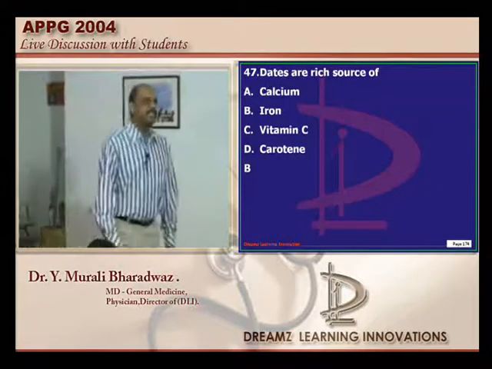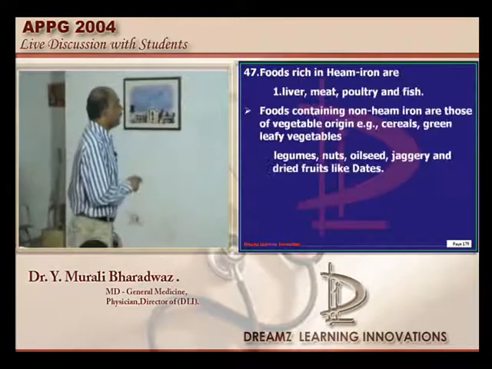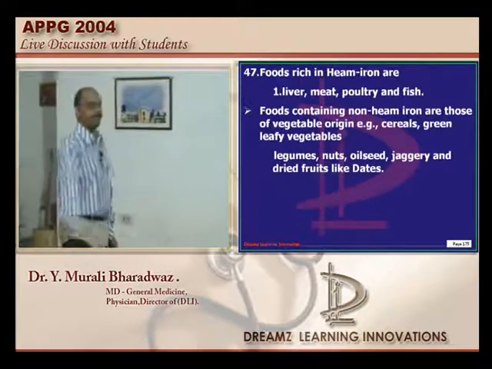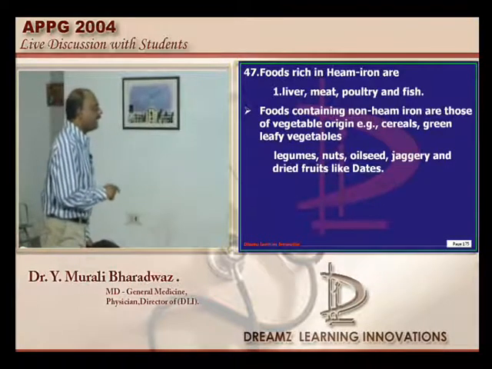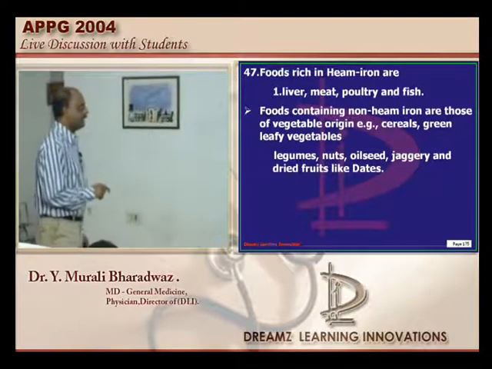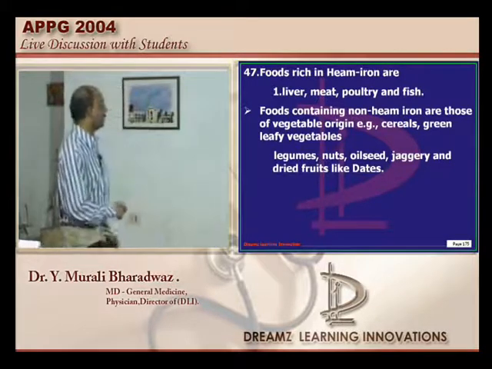Dates are rich source of what? Iron. That's good. So liver, meat, poultry, fish are very good in heme iron, and in non-heme iron, the nuts, jaggery, oil seed and the dried fruit, dates are very, very important, is what needs to be remembered.